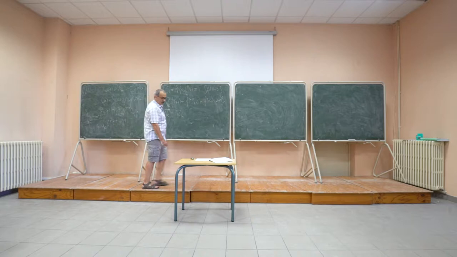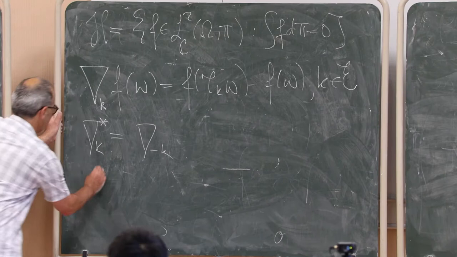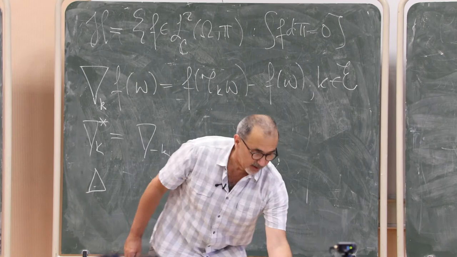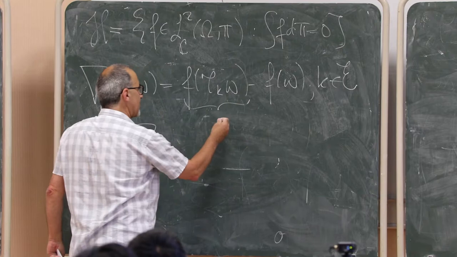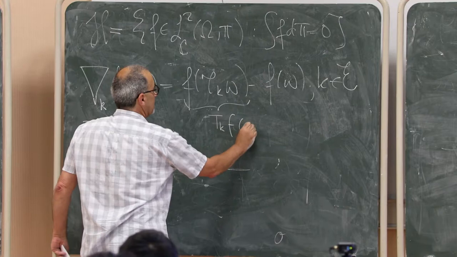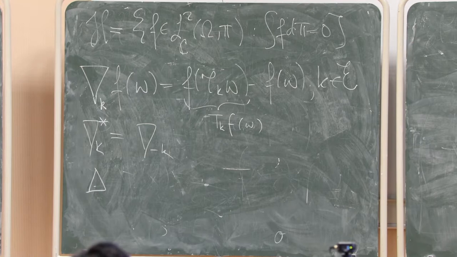Other operators which are very important: the Laplacian. We'll have many ways of writing it down. Maybe I will give a separate name to the shift operator. I will denote this T_k of f(omega). It's just application in a sense, but it's a slight difference of speaking of the operator acting or the shift acting on omega.